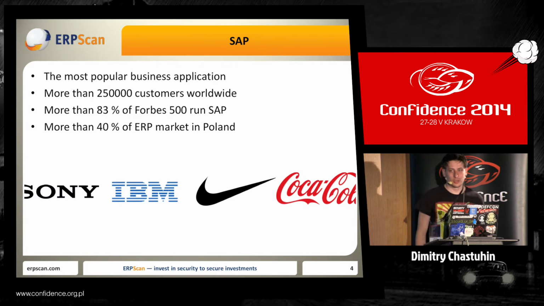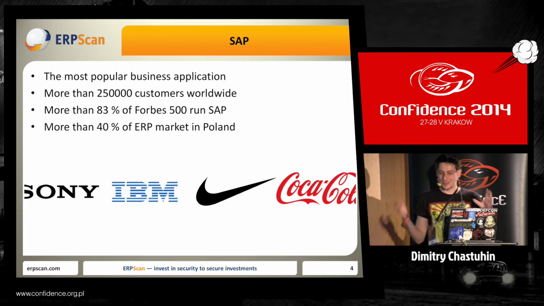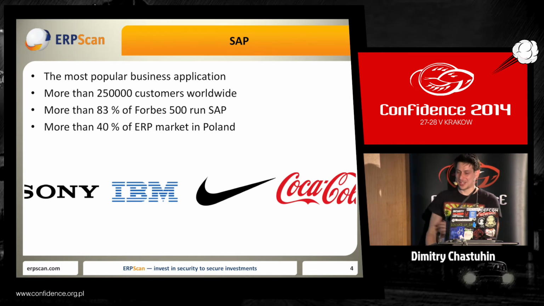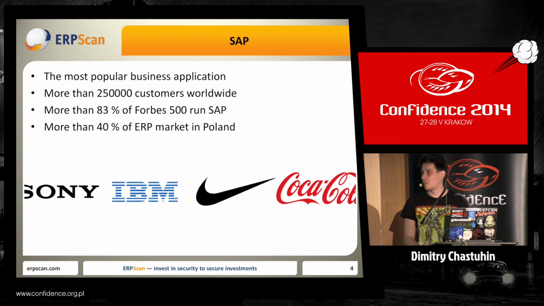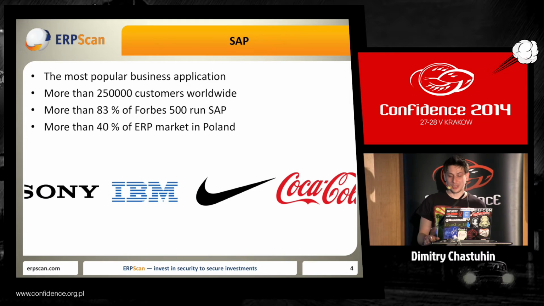Let's start. Who knows what SAP is? Few guys, okay. SAP is the most popular business application. More than 250,000 installations all over the world. But people spend an enormous amount of money to install this ERP system, and they forget about security.